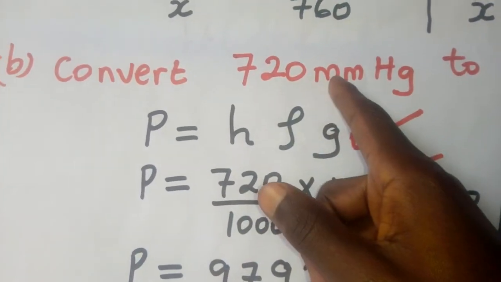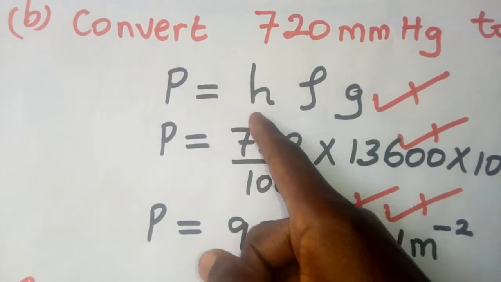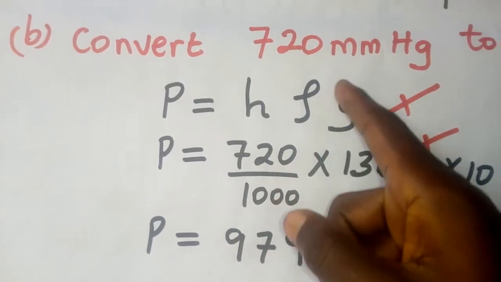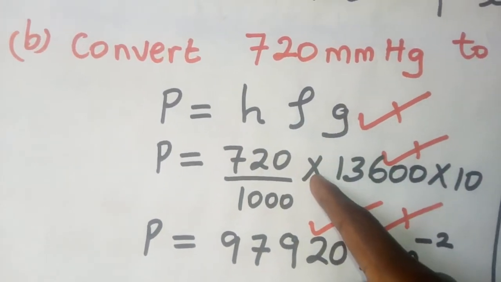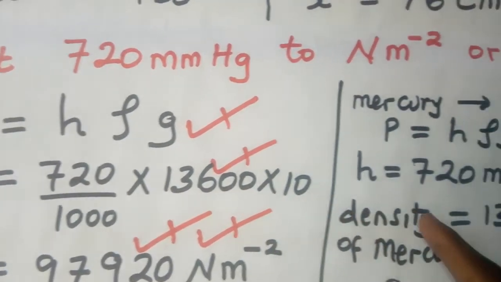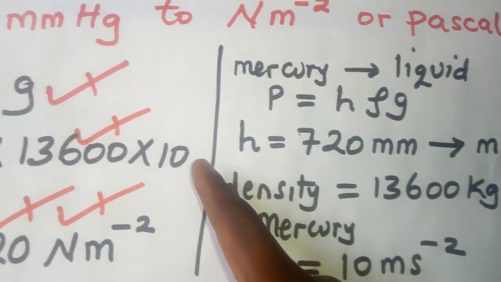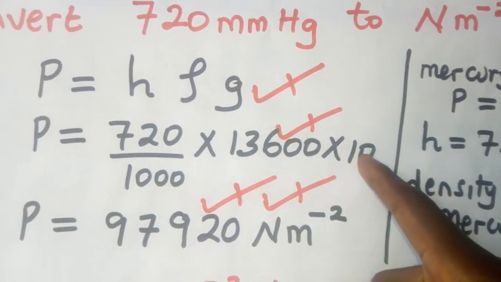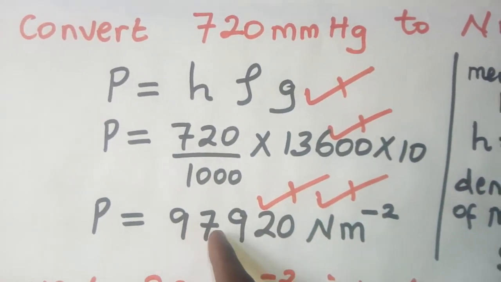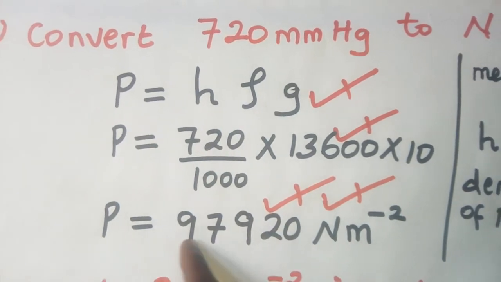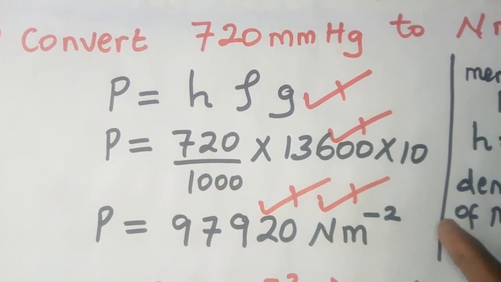Now with this information you can substitute and say pressure is h rho g. Our height is 720, in millimeters, but we need to change to meters. As I said, you divide by 1000. The reason we divide this figure by 1000 is to change millimeters to the SI unit, which is meters. Then we multiply by the density of mercury, 13,600. Then you multiply by acceleration due to gravity, 10. When you do this calculation very well, your answer comes to 97,920. This will be your pressure in newtons per meter squared, as the examiner wanted.